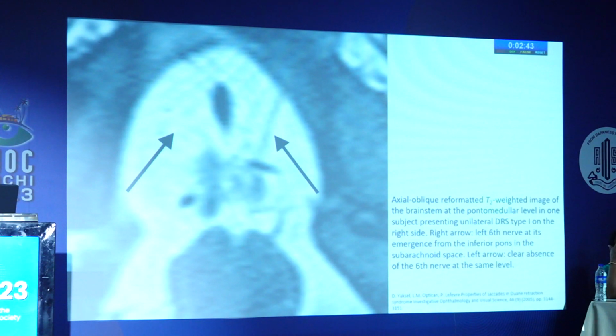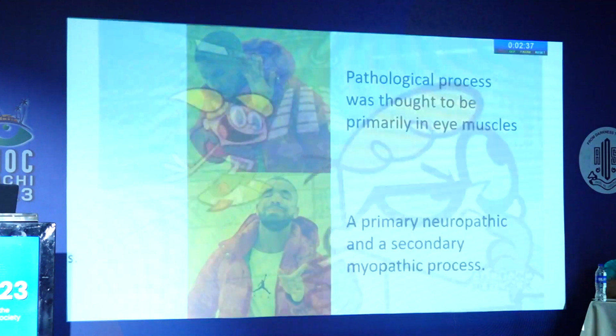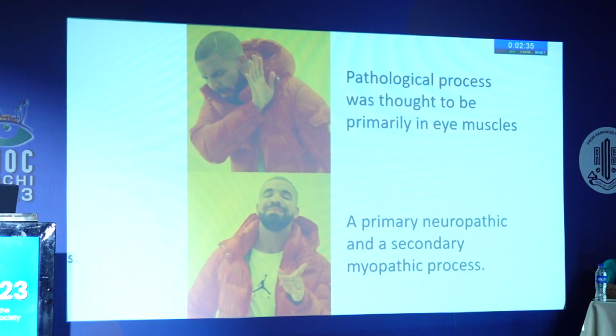So, an absence of the abducens nerve in a case of squint. Well, clinicians again started to think, what was there which they were missing? They again sat together and realized the pathological process which was earlier thought to be primarily in eye muscles was actually a primary neuropathic and a secondary myopathic process. And thus came the birth of congenital cranial disinnervation disorders.